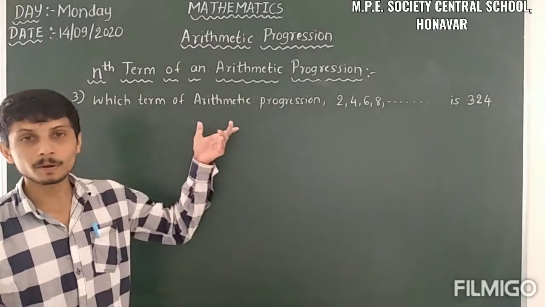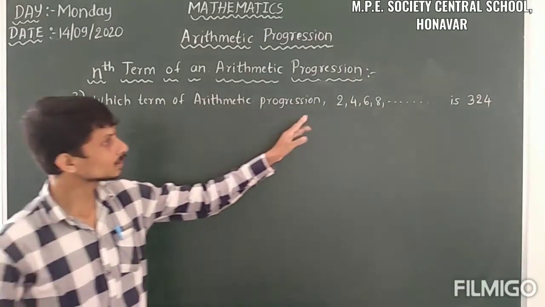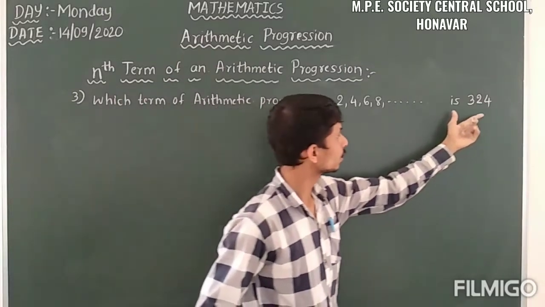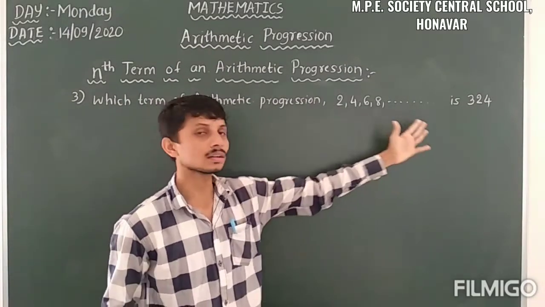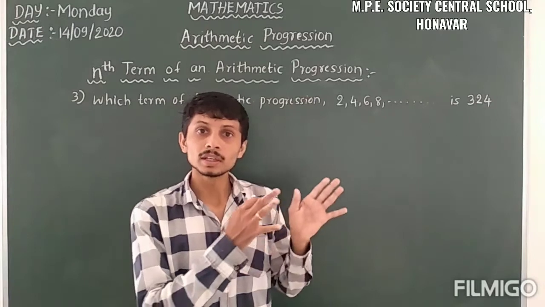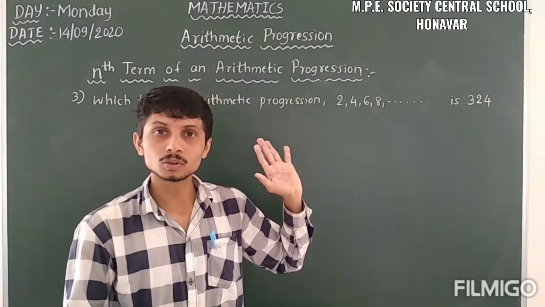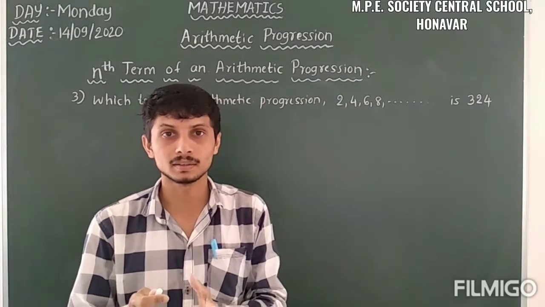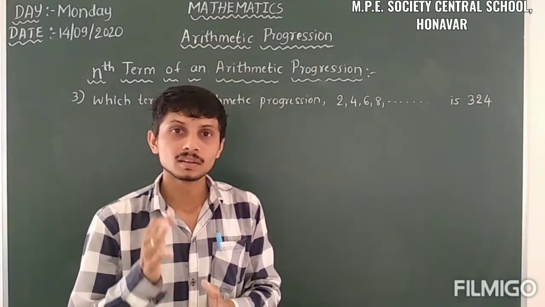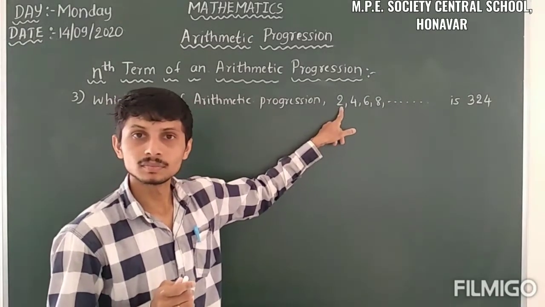This is also a simple problem. Just observe here: which term of the arithmetic progression 2, 4, 6, 8 and so on is 324? That means in this series there is a term that is 324. It looks like the series of even numbers, so 324 being an even number is part of it. We don't know which term it is, so we have to find the value of n with the given things. What are the given things here? a is equal to 2.